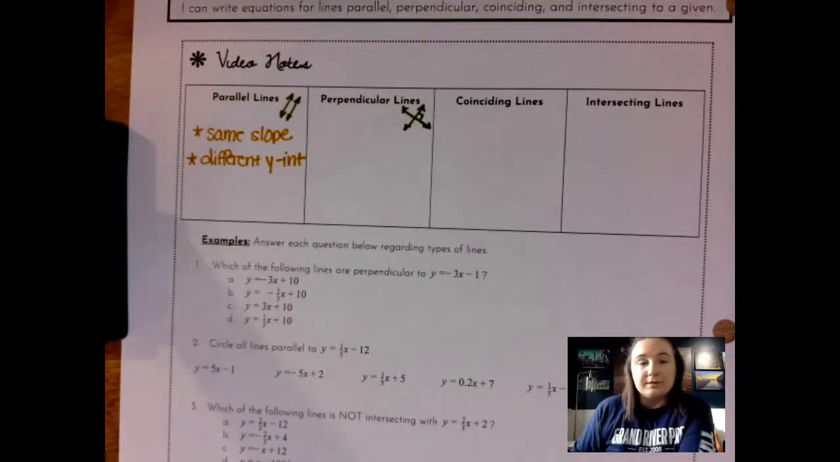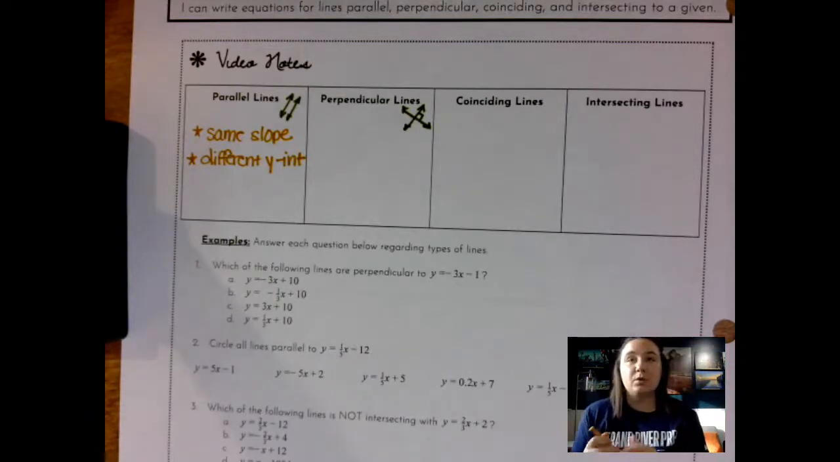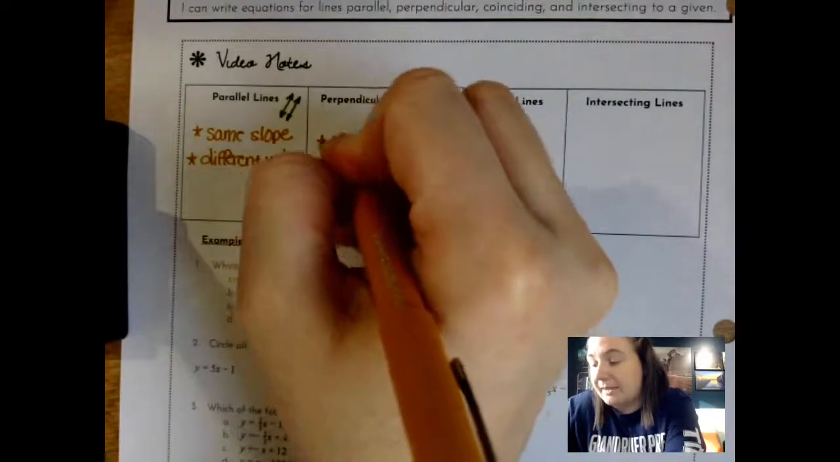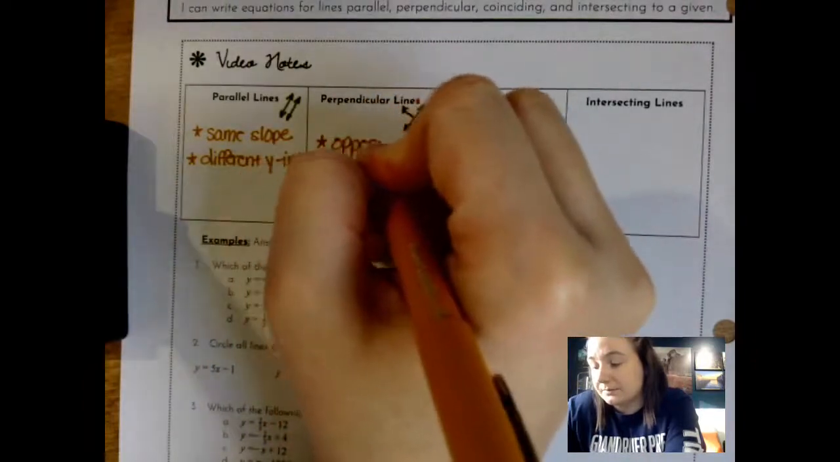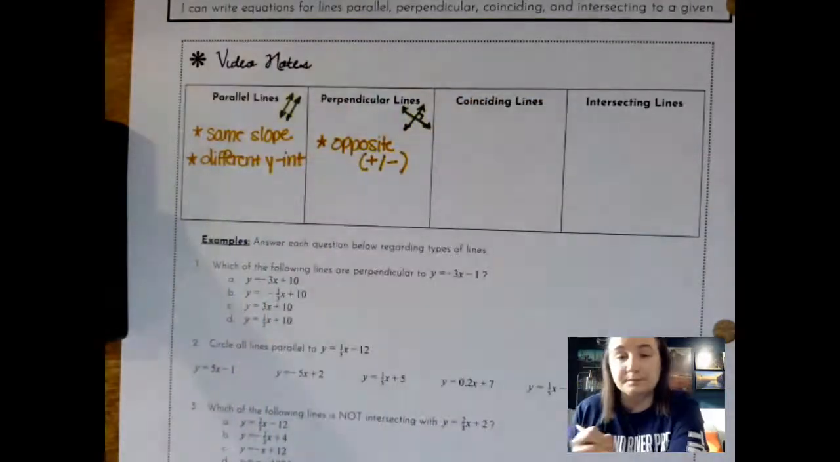And in order to do that, they have to have slopes that make it so that you can cross each other. And so one thing is that one of them needs to be increasing and one of them needs to be decreasing. So one thing we need to have is opposite slopes. And opposite means that one is positive and one is negative.